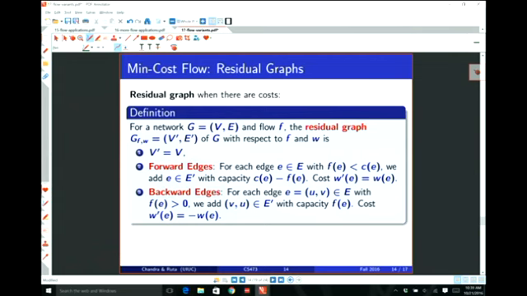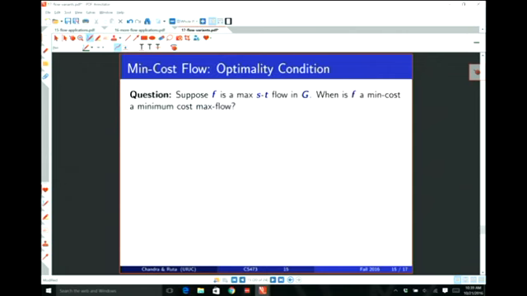Okay, now we can ask the following. Suppose we have a maximum flow from S to T in the graph. We want to find a minimum cost maximum flow. So I first compute a maximum flow, I don't care about cost. Now I look at the graph and ask, how can I know whether it is a minimum cost flow or not? Is there a simple way to check whether a given flow, which is maximum, is minimum cost or not?